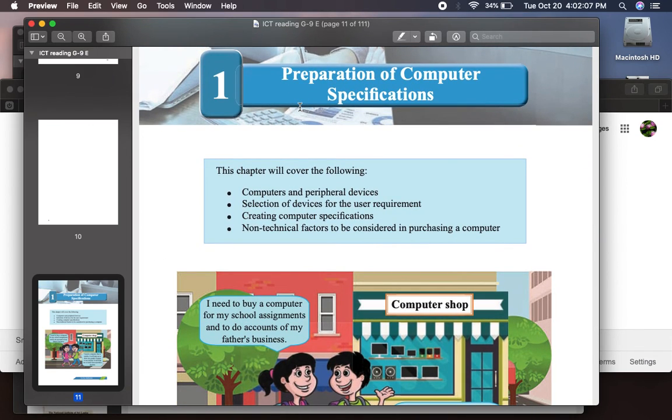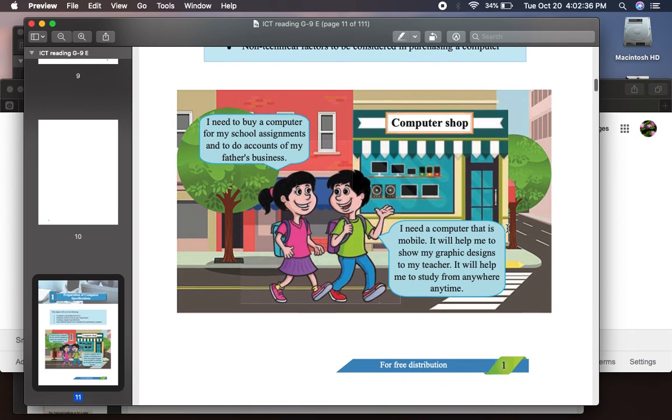Now, in lesson 1, preparation of computer specifications, this particular chapter, they say, will cover the following: computers and peripheral devices, selection of devices for the user requirement, creating computer specifications, non-technical factors to be considered in purchasing a computer. On page 1, there is an image. It's two kids talking to each other about buying a computer.